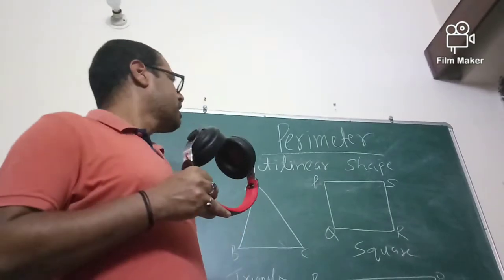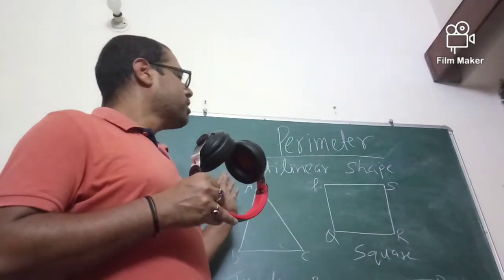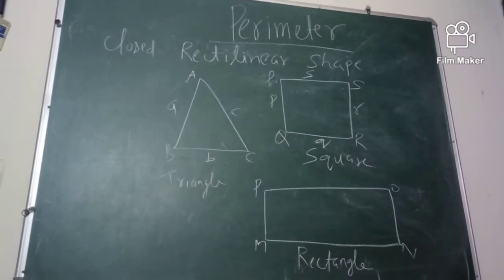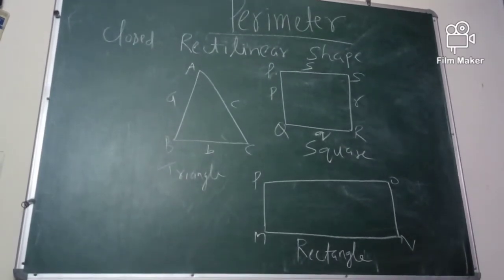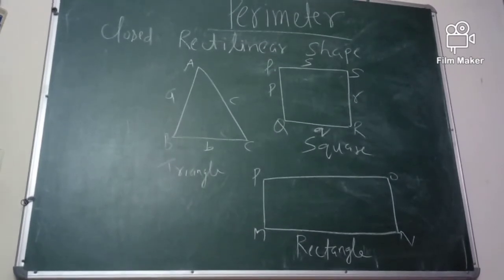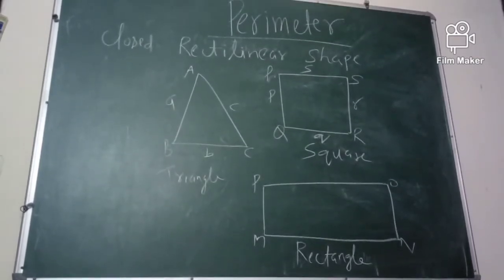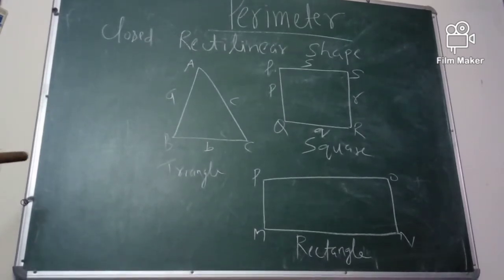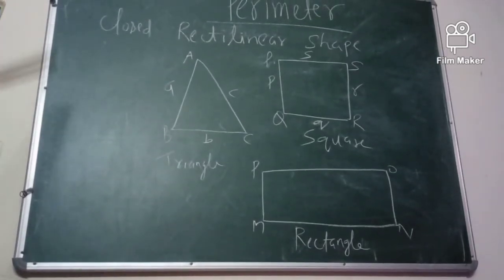Today we will discuss the perimeter of some geometrical shapes. We will start with the perimeter of closed rectilinear shapes. So the first question is, what is a rectilinear shape? Rectilinear shapes are figures that are made of line segments and that are on the same plane.